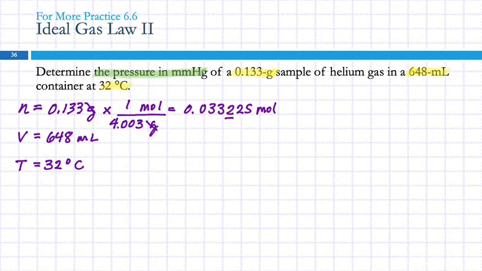So we're going to be looking for pressure, and we're also going to be using, again, the ideal gas constant. Which, I mean, this is like its own cheat sheet, right? It tells you what the units need to be. So my volume in milliliters, that's not going to work. I need to change that into liters.